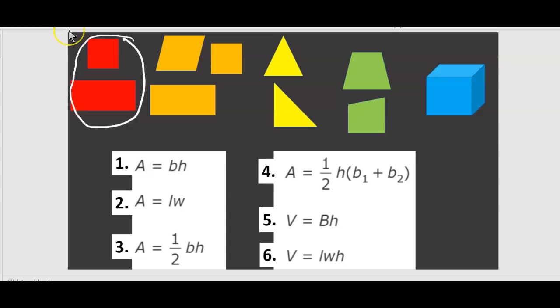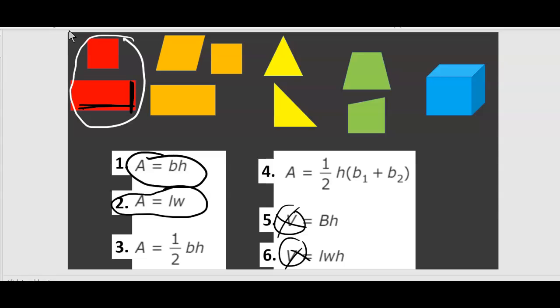Well, right away you can see these two are for volume, so we're not talking about volume, we're talking about area. You probably learned once upon a time, area equals length times width, whatever this side is times this side. But you can also use base times height. So both of those work.